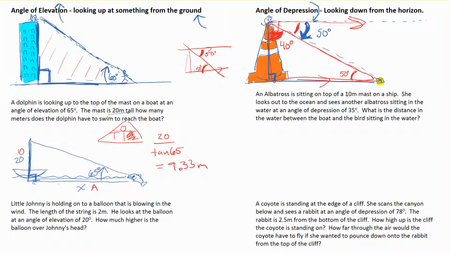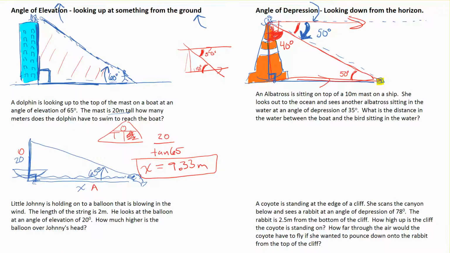And I believe that. It's a pretty big angle here, so I'd expect it to actually be a shorter side than the 20. So don't worry if your diagram's not to scale. Just make sure you do your calculations correctly there. So my dolphin has to swim 9.33 meters to get to the boat.